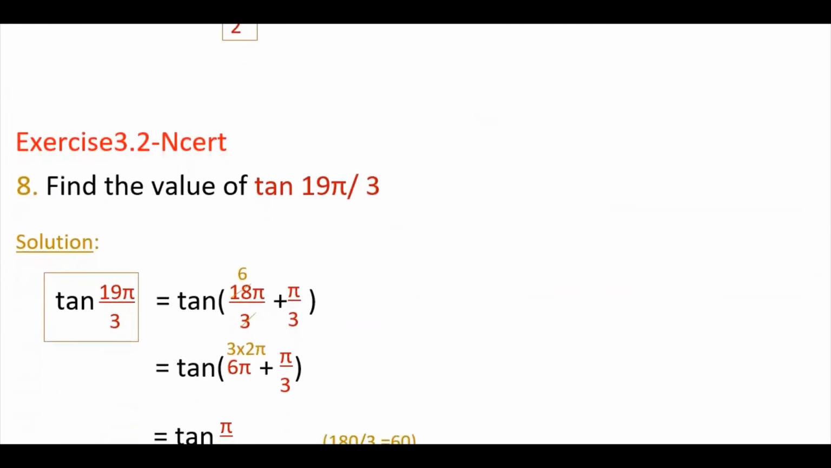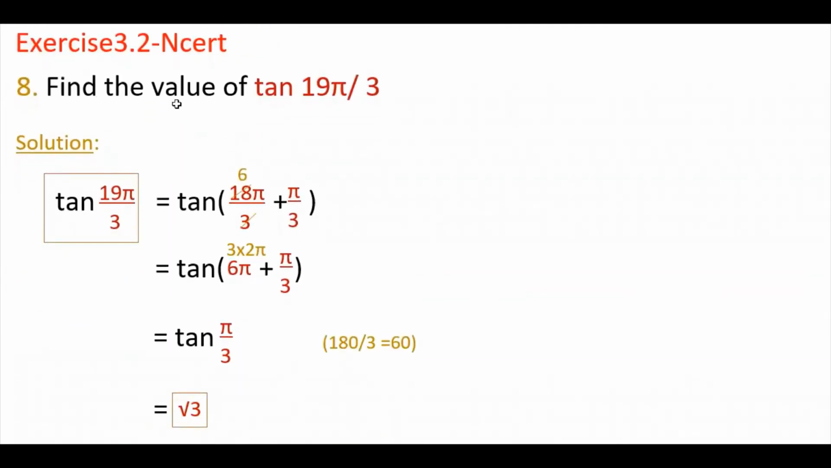And this is the 8th problem from exercise 3.2 from NCERT. Find the value of tan 19π by 3. So here for 19π by 3, you can write 19 as 18 plus 1. So you can split this as 18π by 3 plus pi by 3. So 3 sixes are 18, so 6π plus pi by 3. Again you can check here, 6π is 3 into 2π. That means it takes 3 revolutions, so no need to consider this. You have to take only the angle plus pi by 3. So tan pi by 3, that is tan 60, is root 3.